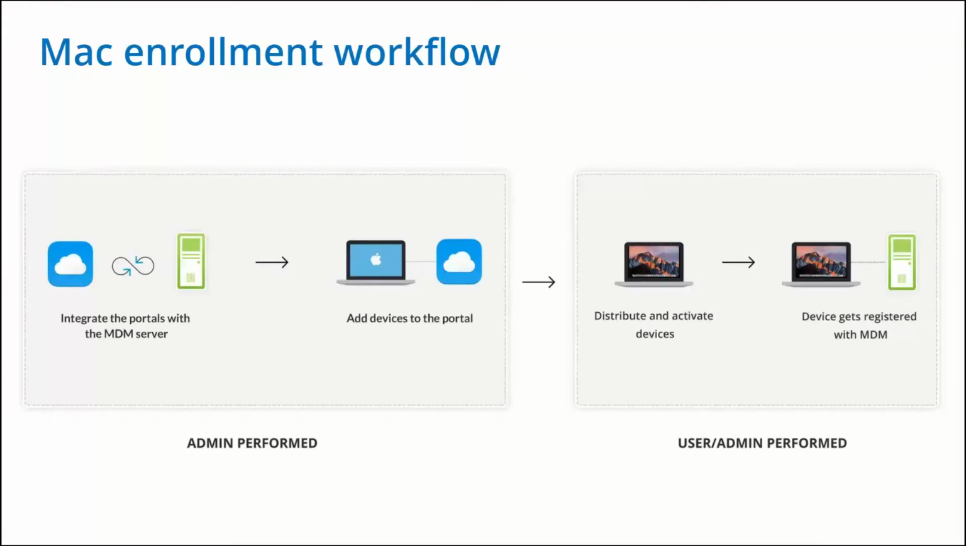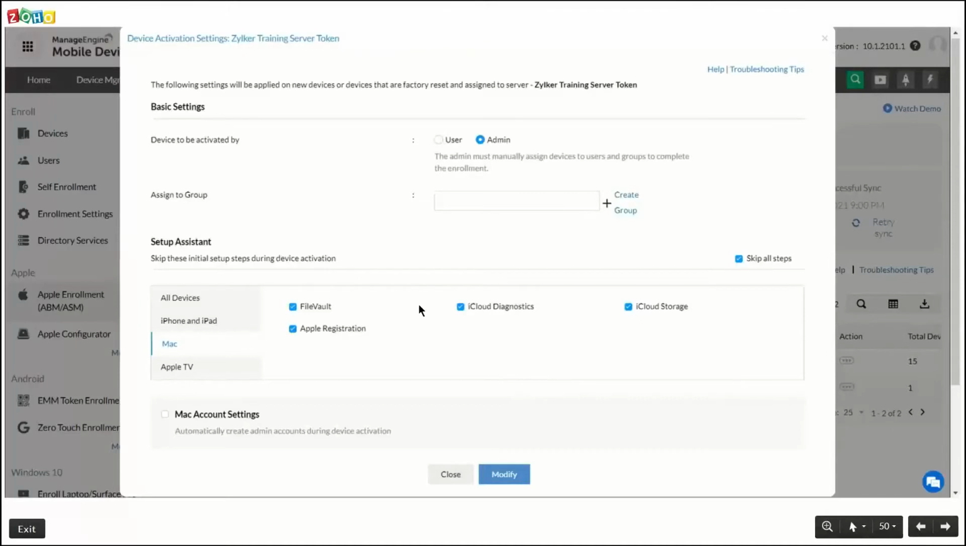Although the steps are the same, there are a few Mac-specific configurations that you need to pay attention to while integrating the server. On the console, while configuring the device activation settings, you can choose whichever setup assistance screen that should be displayed or skipped while the user activates the device. To configure this for Mac, click on Mac. You can skip File Vault, iCloud Diagnostics, iCloud Storage, or Apple Registration.